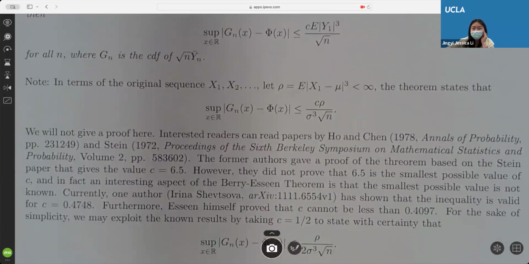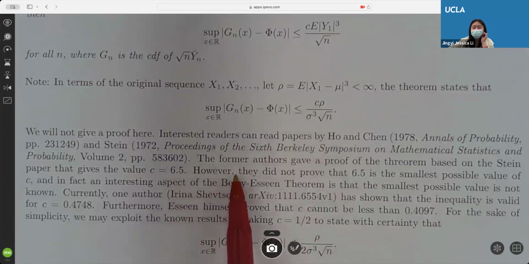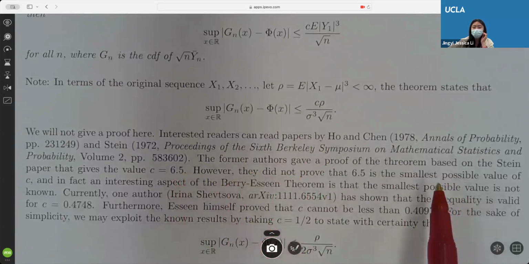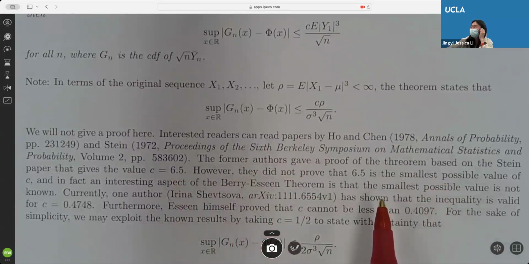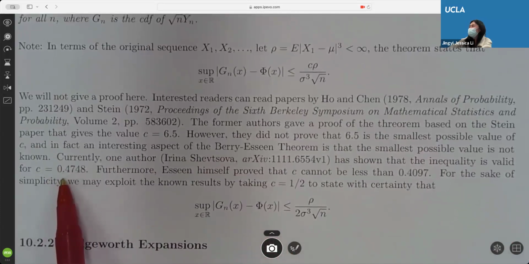We will not give a proof here. Instead, readers can refer to previous papers that show the proof. The former authors gave a proof of the theorem based on Stein's paper that gave the value C as 6.5. However, they did not prove that 6.5 is the smallest possible value of C. In fact, an interesting aspect of the Berry-Esseen theorem is that the smallest possible value is not yet known. It's a constant. At the time I prepared for this class, C was reduced to 0.747 already.